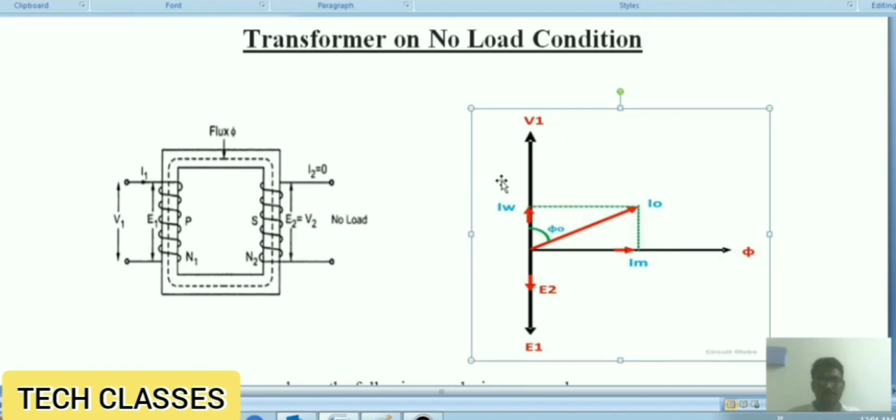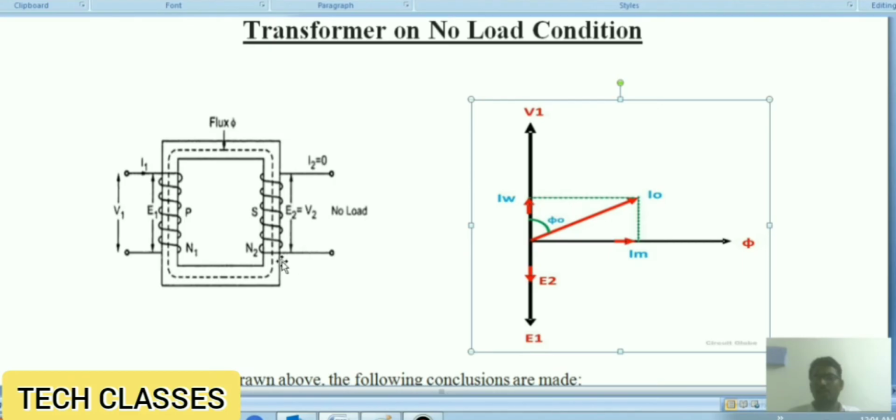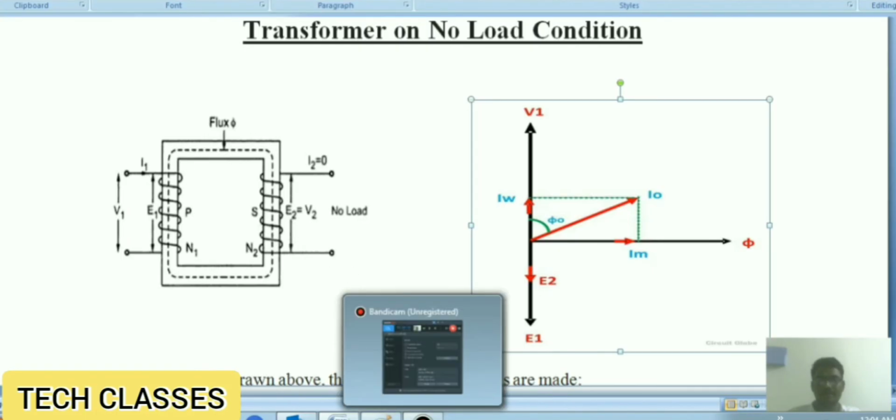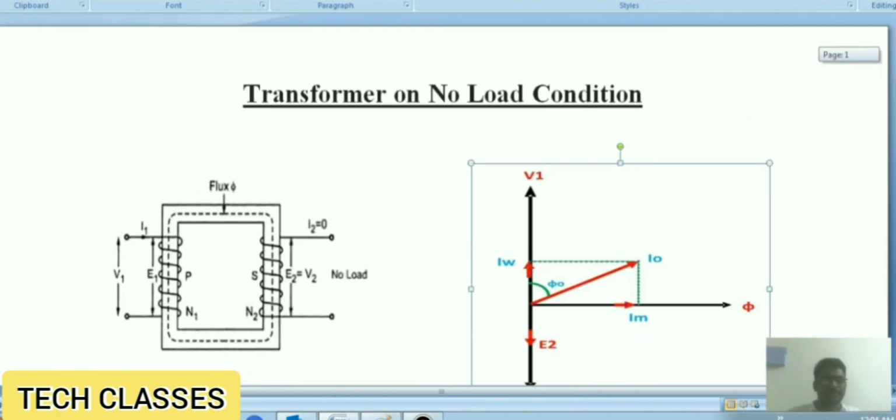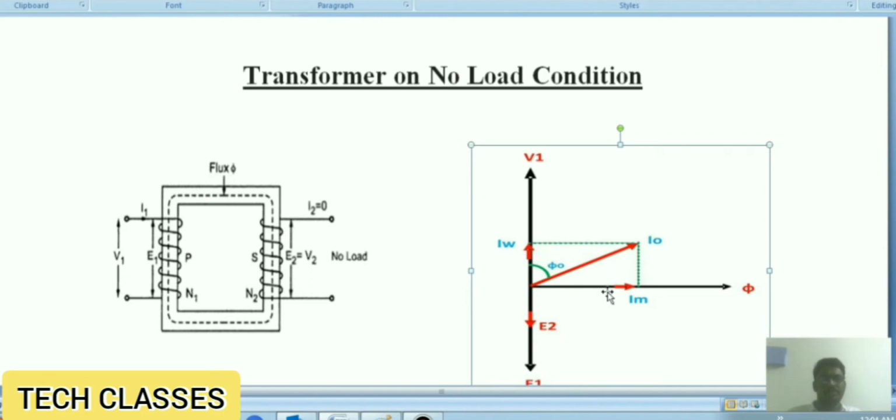Coming to this one, according to the phasor diagram we can explain the quantities V1, E1, E2, V2, what the flux is, and how it lags the applied voltage. Now we are taking one phasor diagram, which is drawn with respect to the magnetic flux. So here this is the magnetic core.